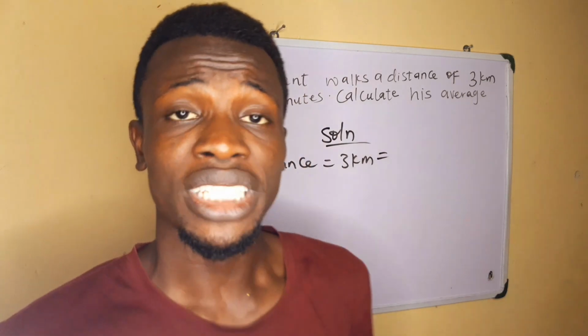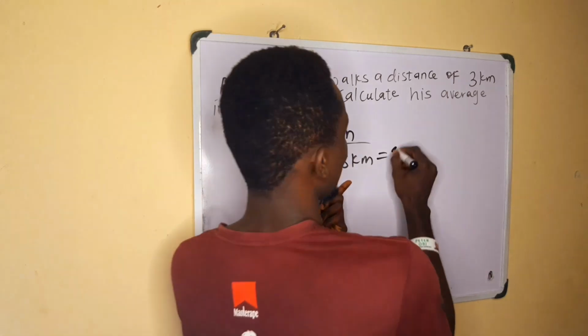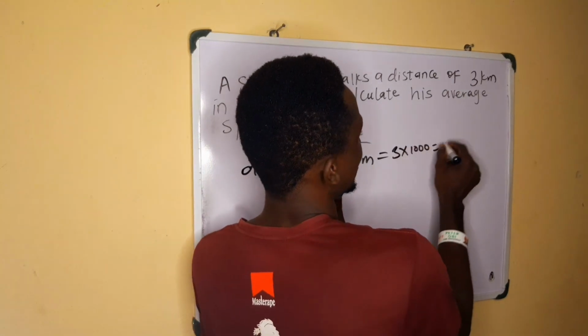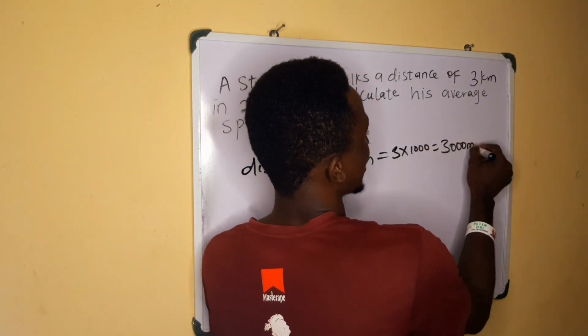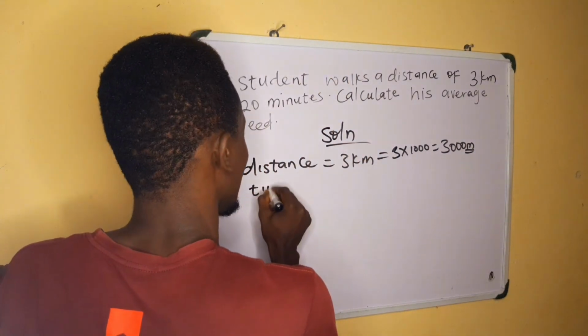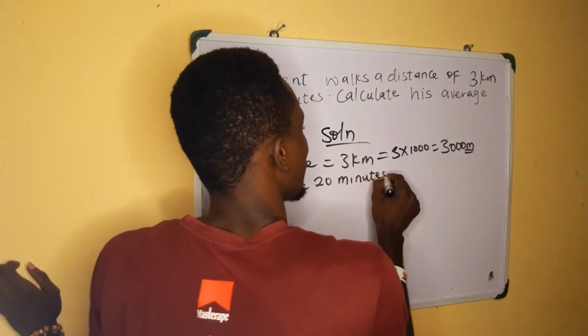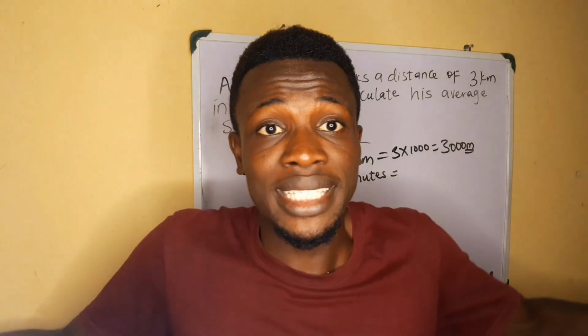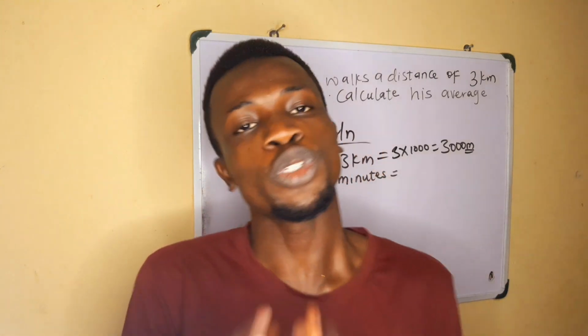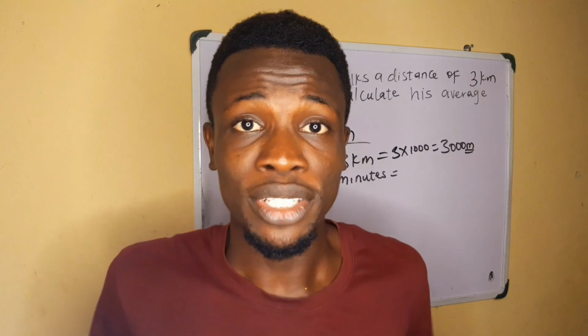So how do you convert kilometer to meter? You simply multiply by 1000. So it's going to be 3 times 1000, which is 3000 meter. So you've converted that. Then what else are we given? You're given the time. The time is 20 minutes. Well, is 20 minutes still the basic SI unit? No. So you still have to convert this time to the basic SI unit, which is seconds.